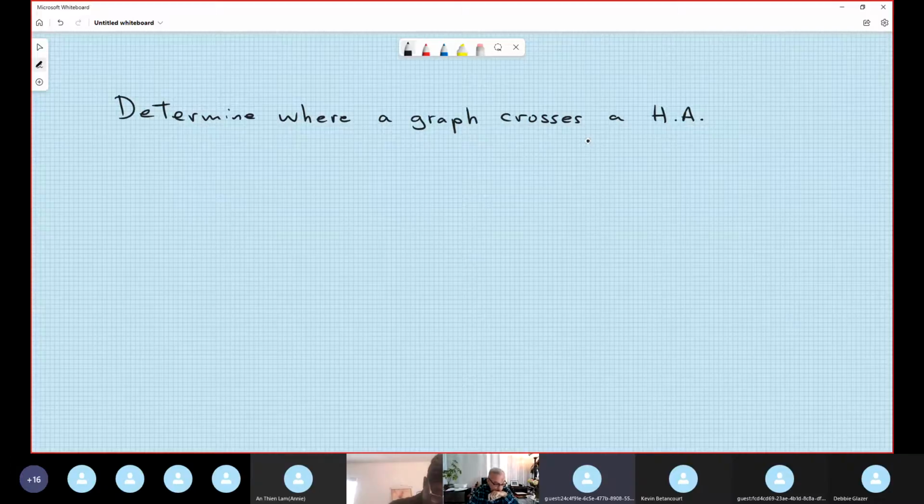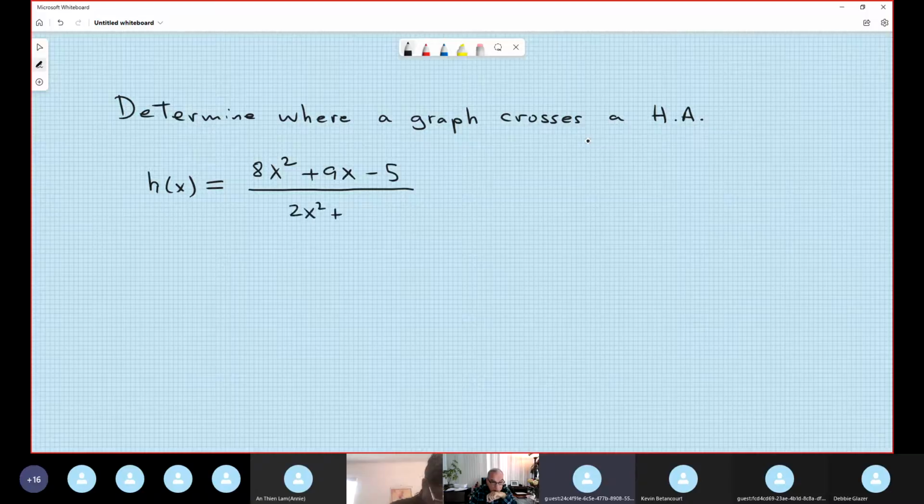Suppose this example. Suppose h of x equal 8x squared plus 9x minus 5 divided by 2x squared plus 1. Okay, question number 1. Do we have a horizontal asymptote, yes or no? Boom. Where's the answer?